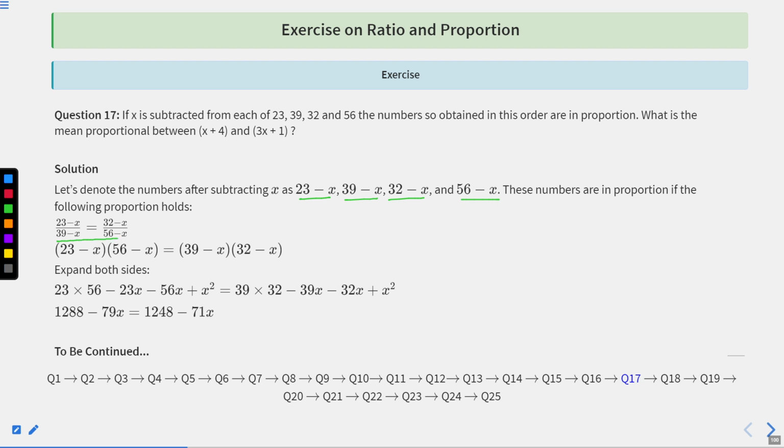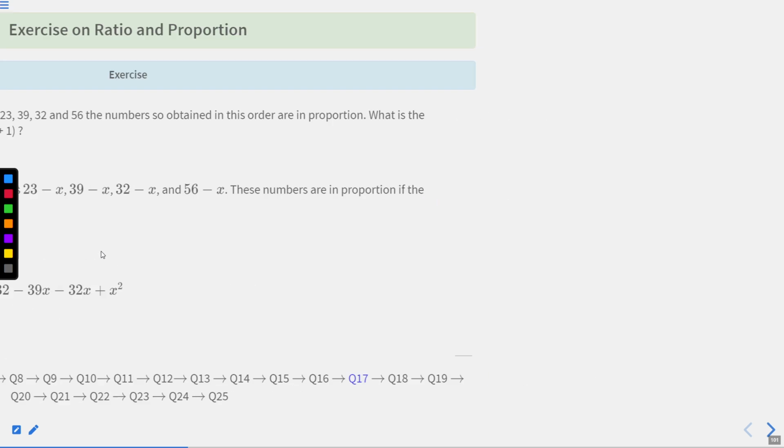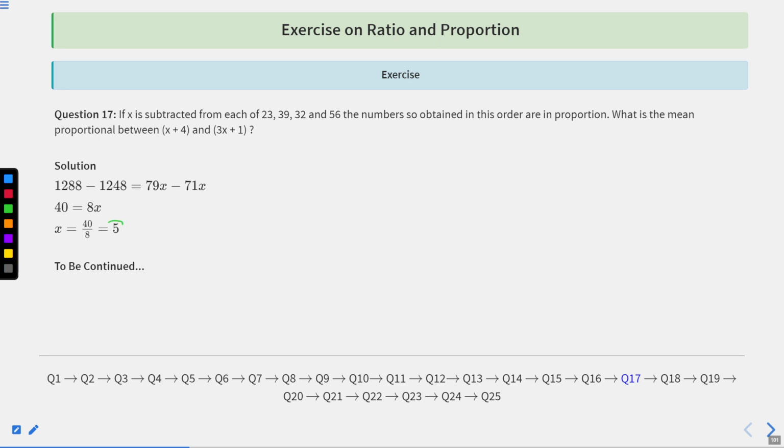That means 23 minus x upon 39 minus x is going to be equal to 32 minus x upon 56 minus x. You have to just do the cross multiplication here and expand the terms. You will get x equal to 5. Since x equal to 5 is known, what we have to find is the mean proportional between x plus 4 and 3x plus 1.